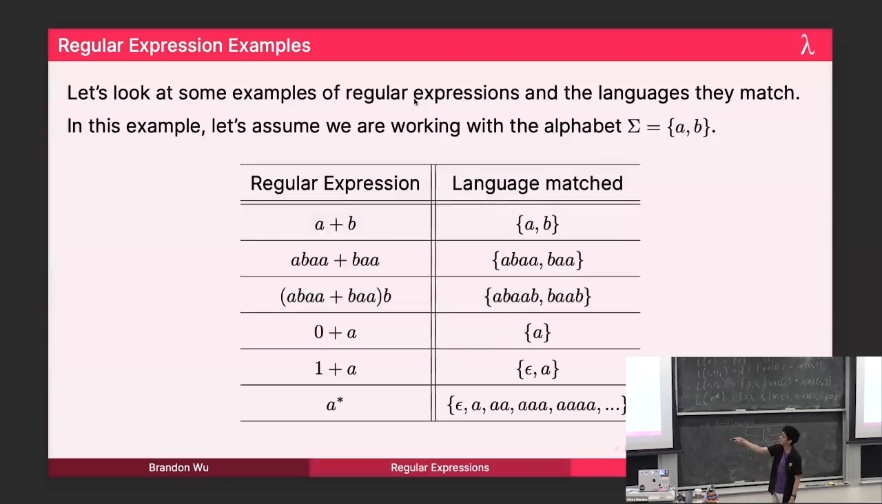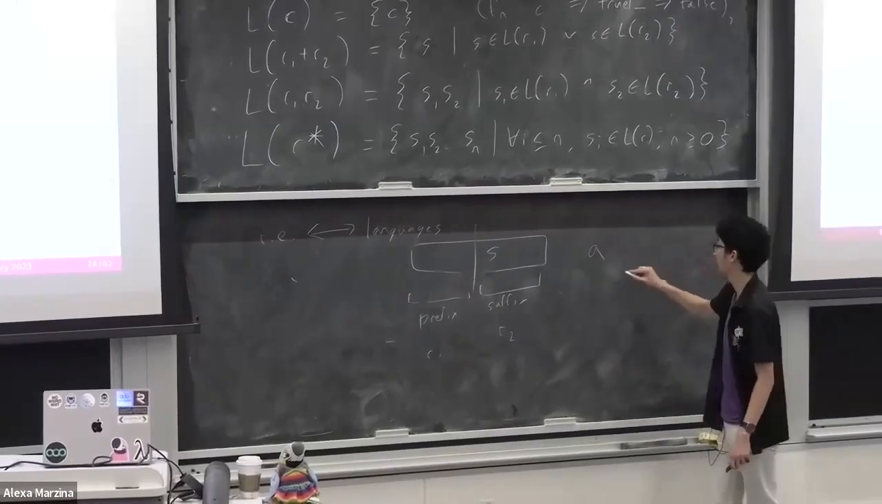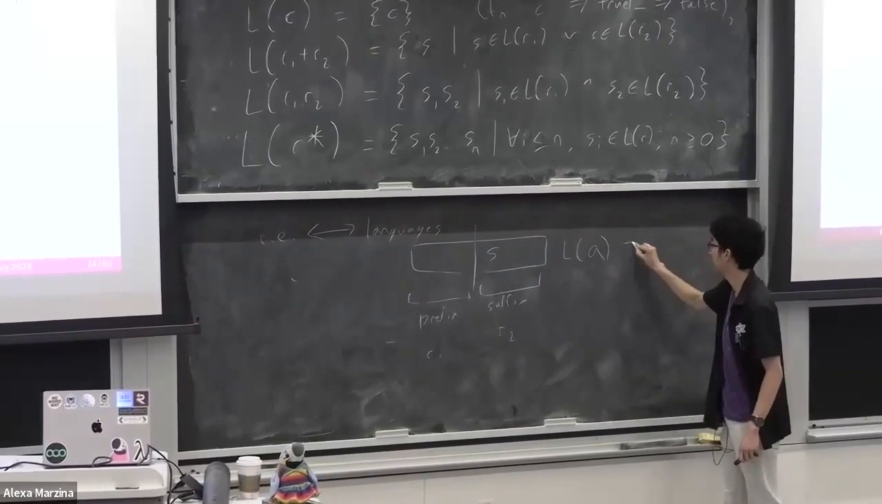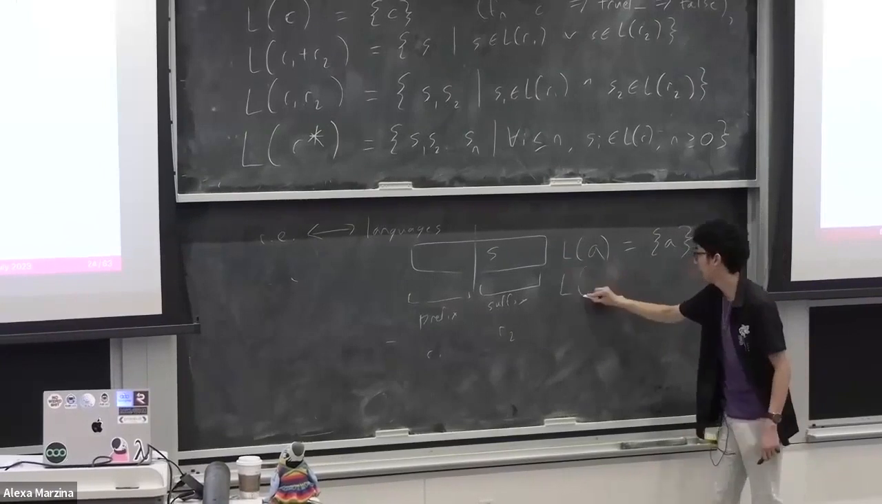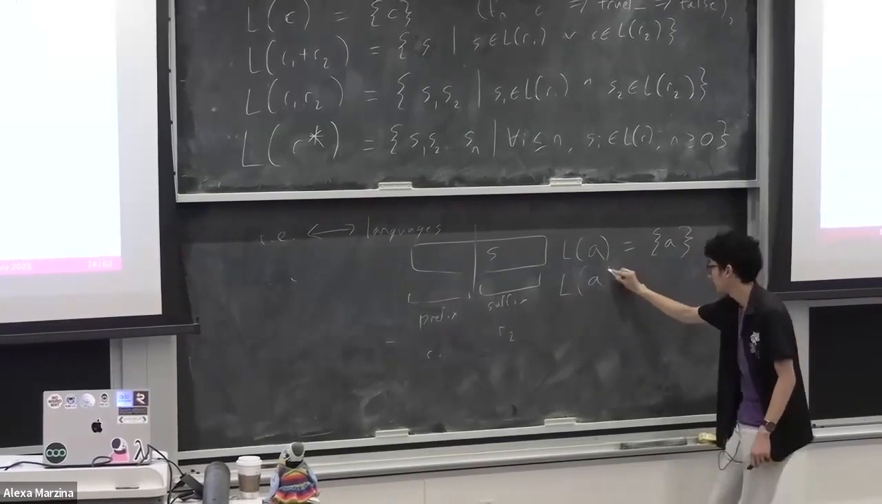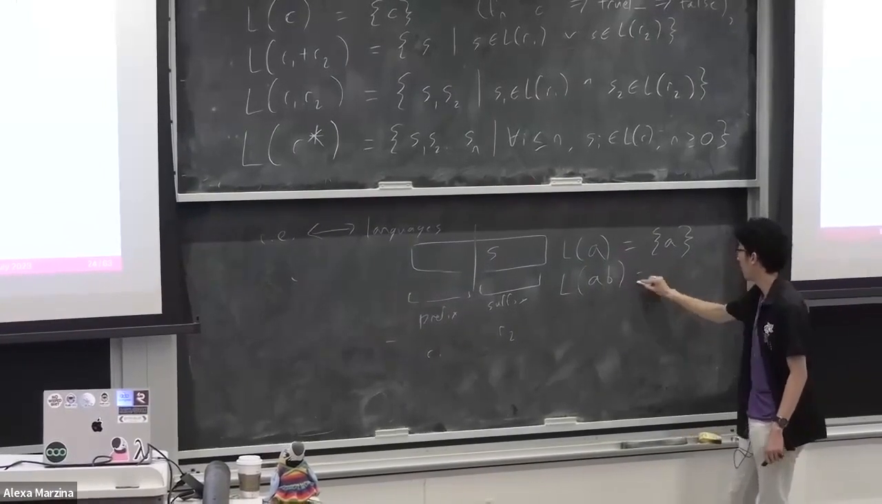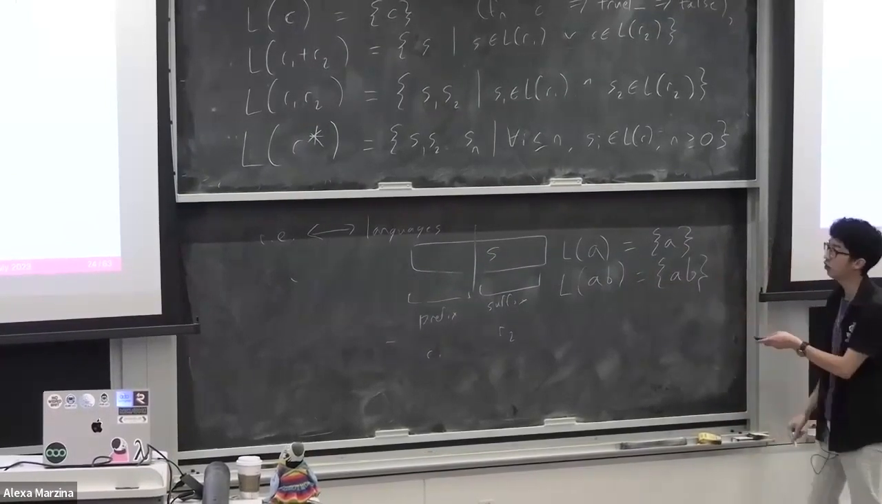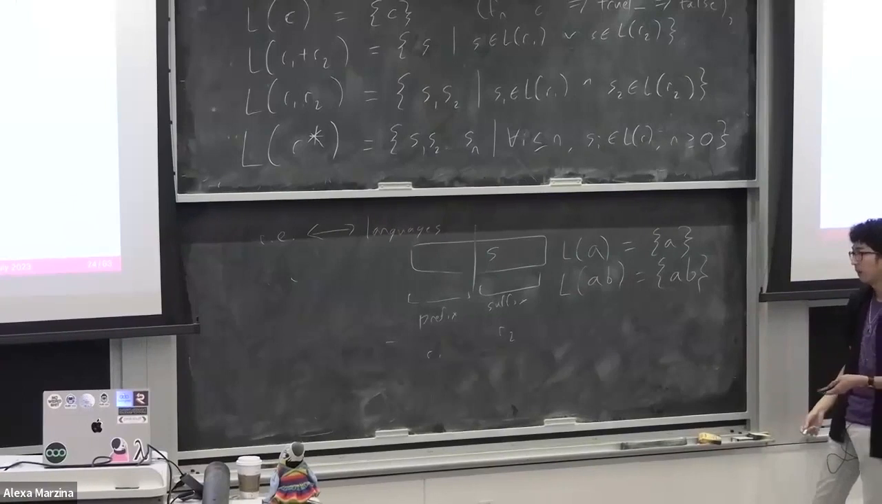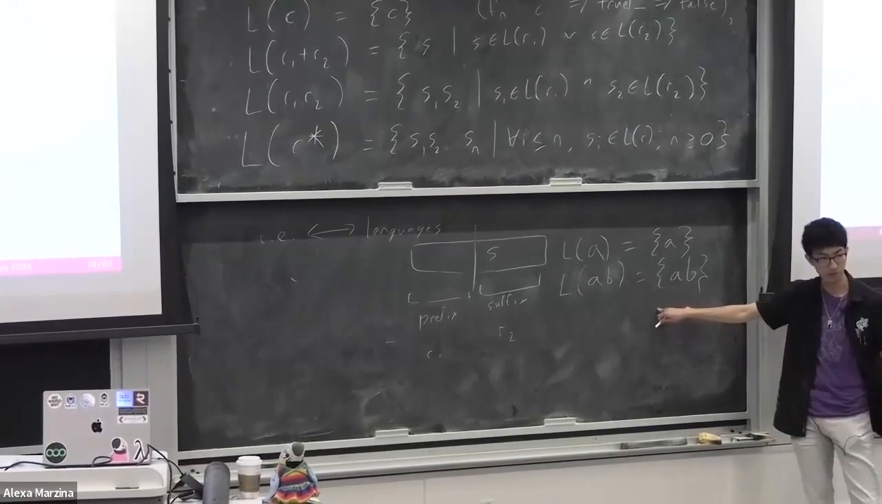No, because this is concatenation. When you concatenate something, you take something and transform it into something else. For instance, if I had L of A, do you agree with this? Then if I take this language and put a B at the end, I take everything in here and put a B at the end. So if I had no pluses and no stars involved, it would just be everything in there.